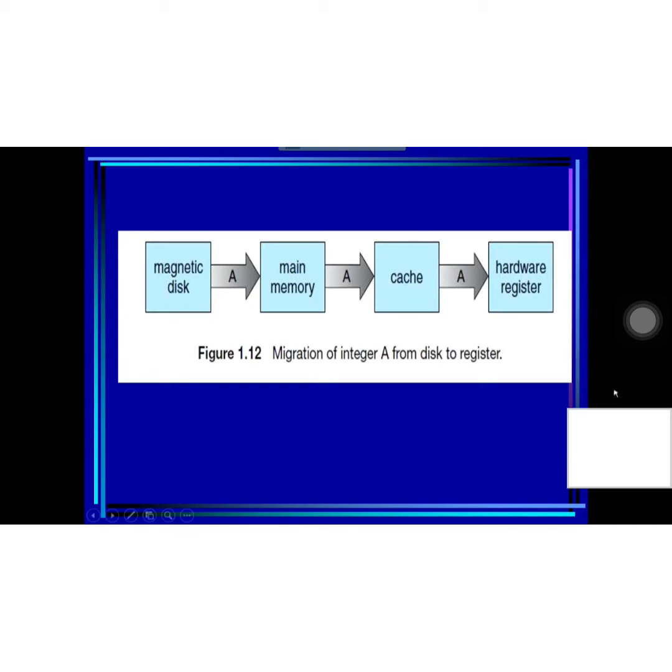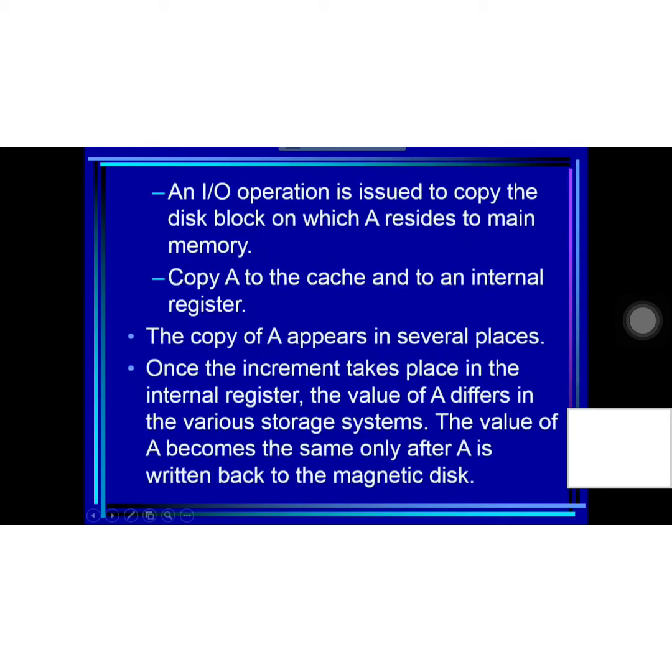In a computing environment where only one process executes at a time, this arrangement poses no difficulties, since an access to integer A will always be to the copy at the highest level of the hierarchy. However, in a multitasking environment where the CPU is switched back and forth among various processes, extreme care must be taken to ensure that if several processes wish to access A, then each of these processes will obtain the most recently updated value of A.